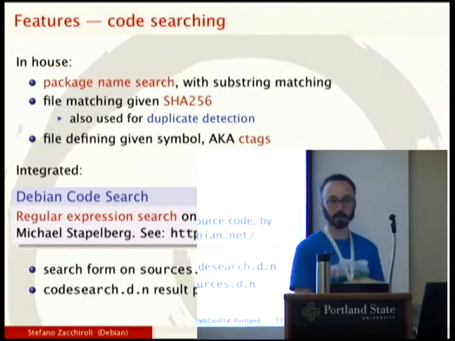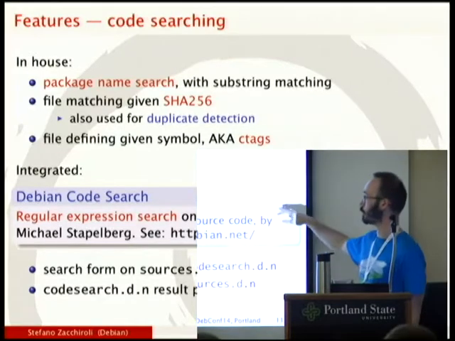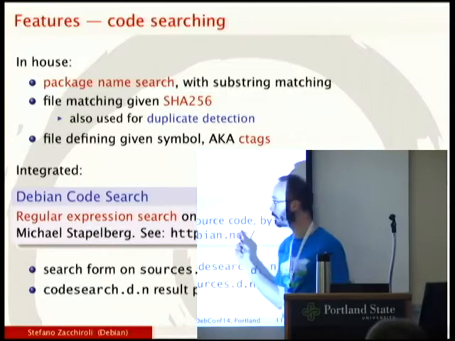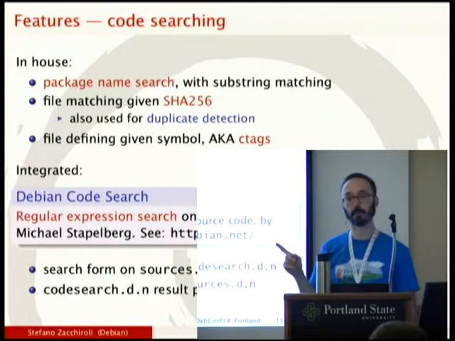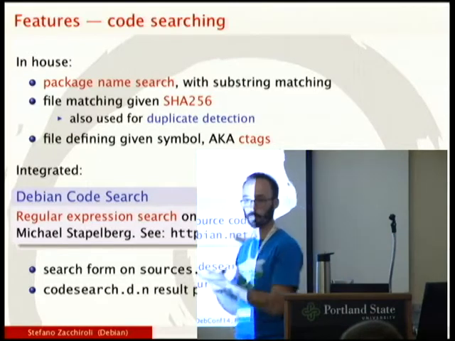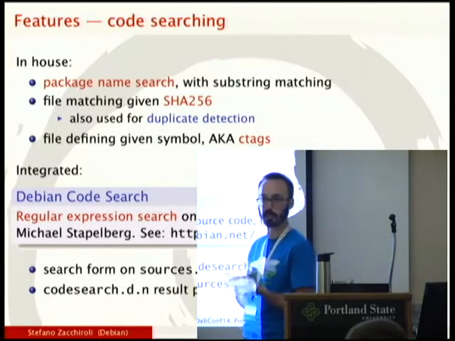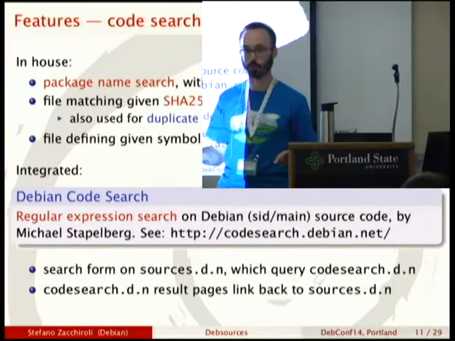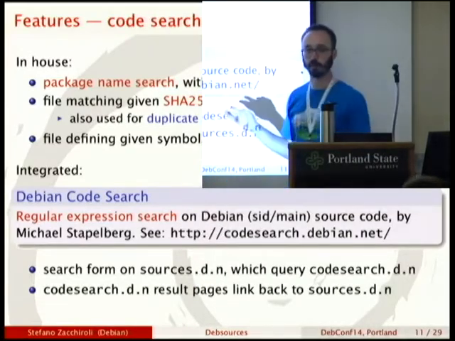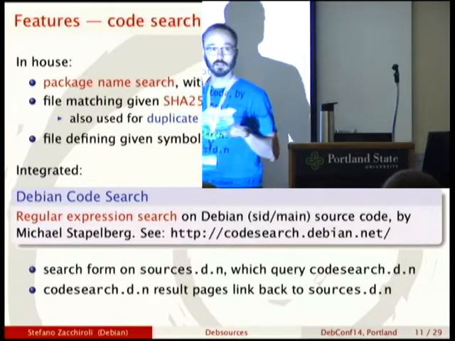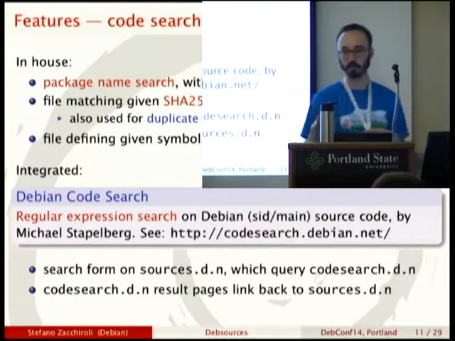And then there is a very cool integration with a service which is not provided by us, which is called Code Search DebianNet, which is maintained by Michael Stapelberg. And essentially, what it's doing is full-text searching of source code. So it does some full-text indexing of huge amounts of source code, and it allows you to search for it. It's the tool we have been using to find how many packages in Debian contain "you must do no evil" and file a number of RC bugs, right?